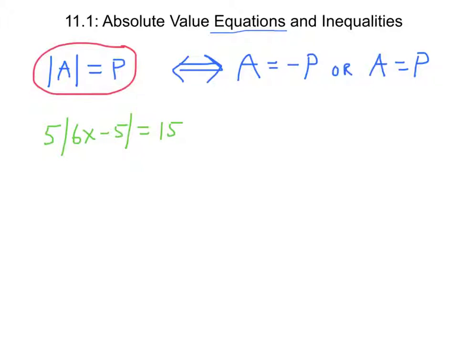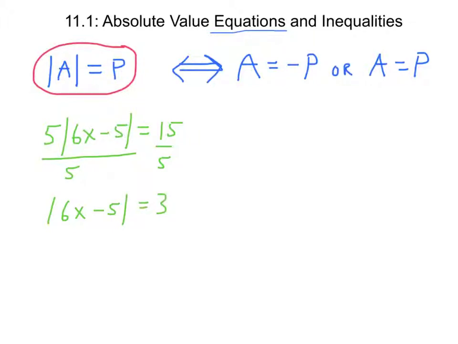Alright, let's look at another example. This again is not quite in the form absolute value of A equals P, because to be in that form the absolute value has to be alone on one side of the equation. So the first thing we do is we divide both sides by 5 to get the absolute value part alone. So then we have the absolute value of 6x minus 5 equals 3.